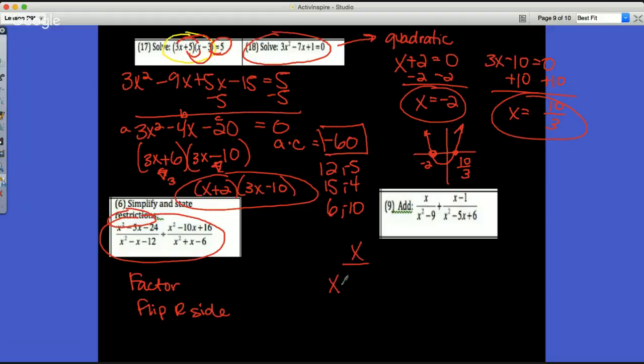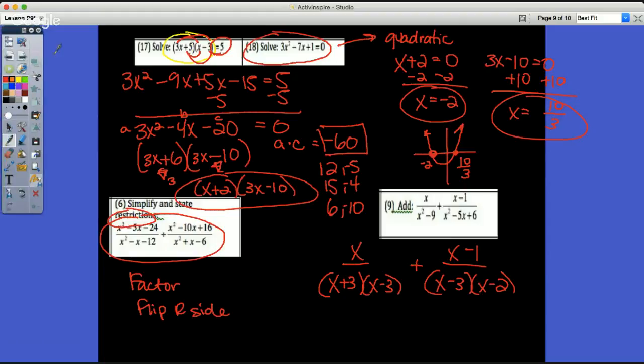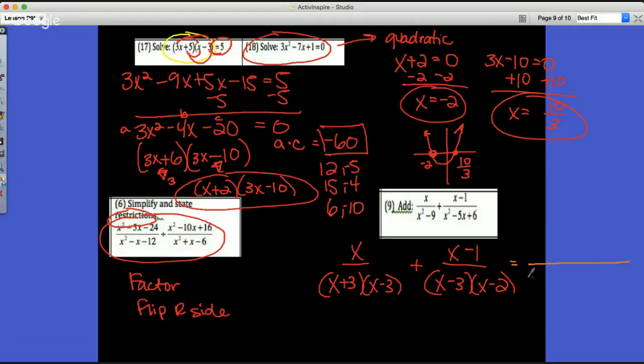Now with addition, same thing. We want to make sure we factor out. Right now I'm just factoring out here, x minus 3, x minus 2. So we have it there. Now, the CD that we're trying to make everything over is x plus 3, x minus 3, and x minus 2. Because again, you take one of each, and if it's shared, we only take one. If it has an exponent, then we take the highest exponent in the CD.